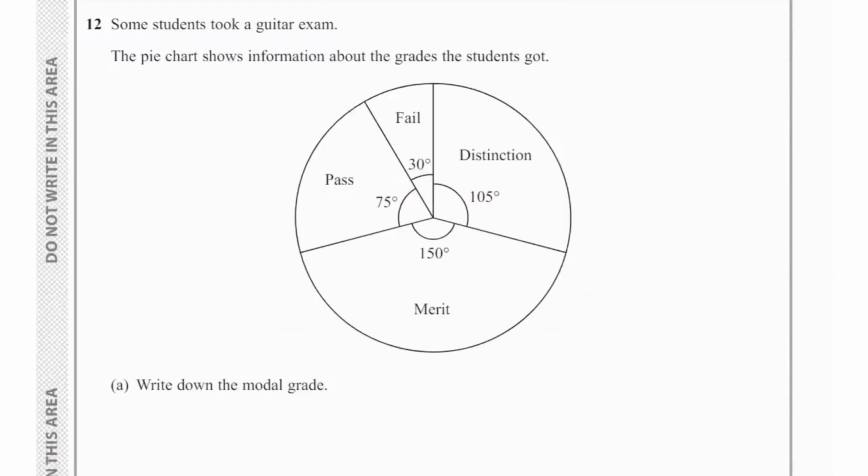Question 12 says some students took a guitar exam. The pie chart shows information about the grades the students got. So we have to write down the modal grade. The modal grade is basically going to be the highest frequency. So the highest frequency is for merit, which is 150. So the modal grade is merit.